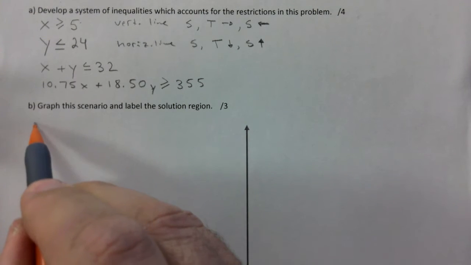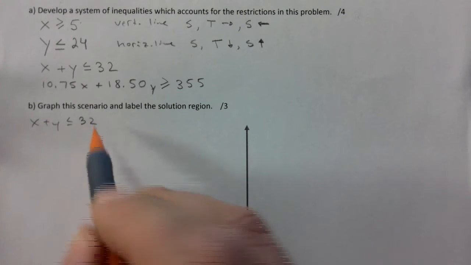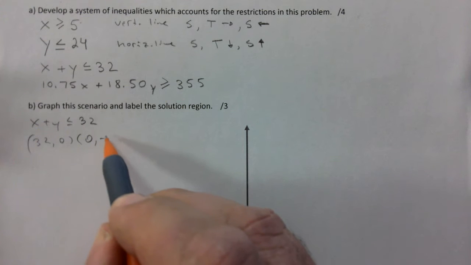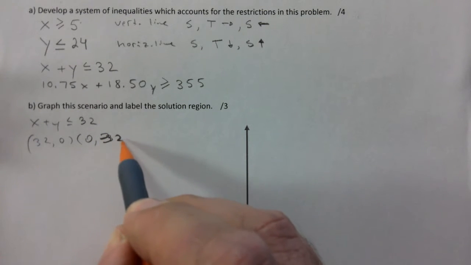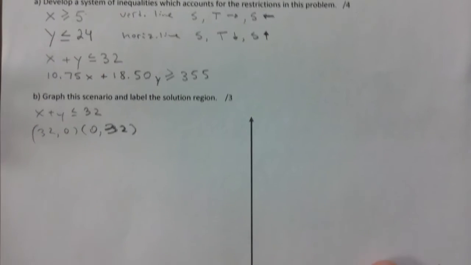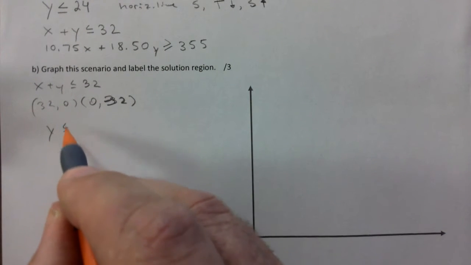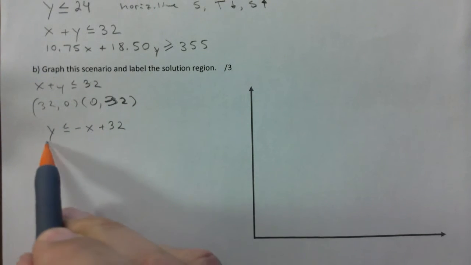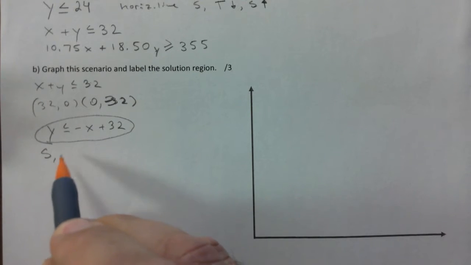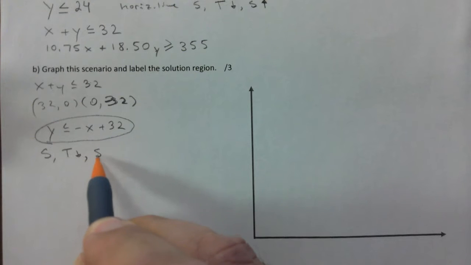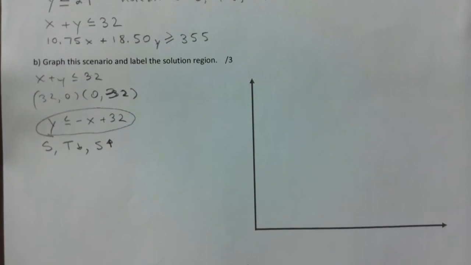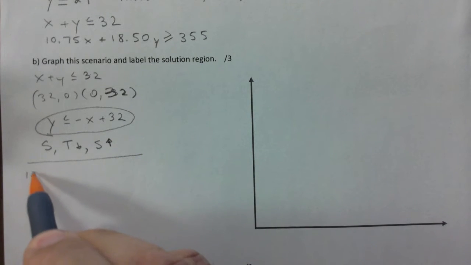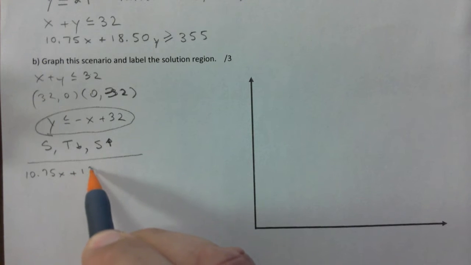And now we're going to graph. So x plus y is less than or equal to 32. That one is 32, 0, and 0, 32. And then y is less than or equal to negative x plus 32. So this is solid, true is below, shade above. I'll block that off like this, and then I do the one that has those decimals there.